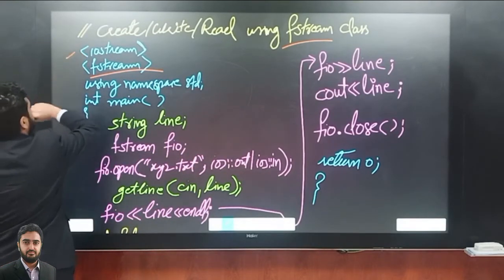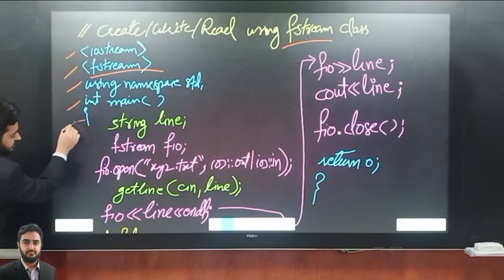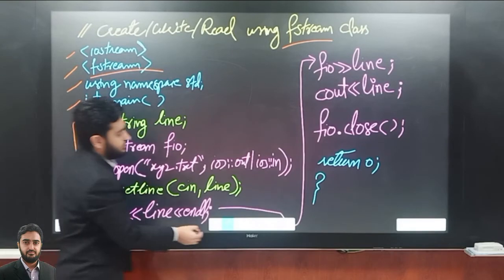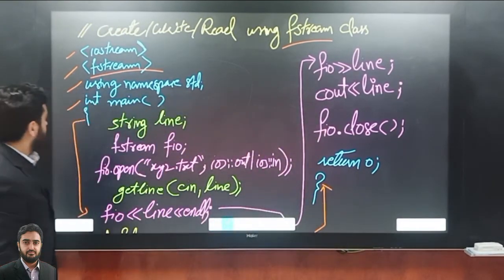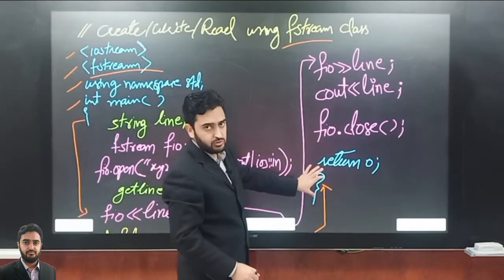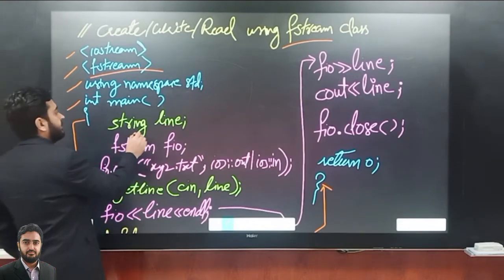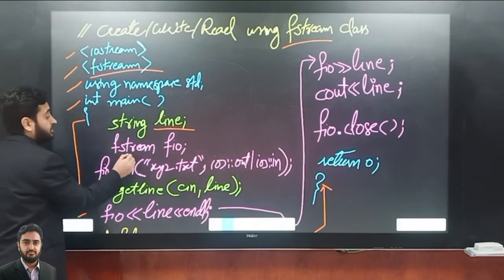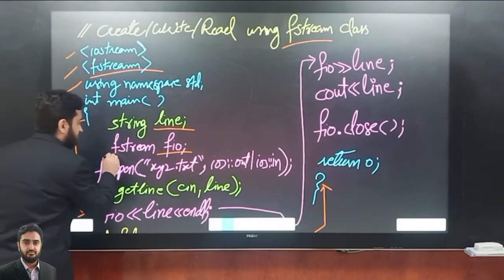So, #include <iostream>, #include <fstream>, using namespace std, and this is the main function that we are using. This is the opening curly brace and this is the closing curly brace of the main function. In this main function we have declared a string variable with the name line. Then we are going to declare an object of type fstream.